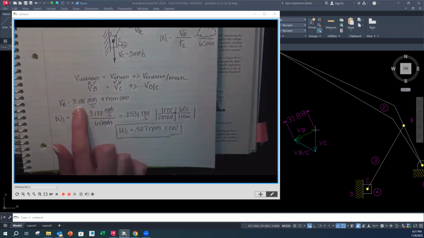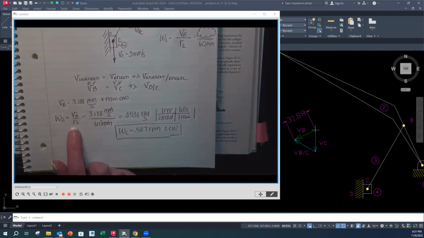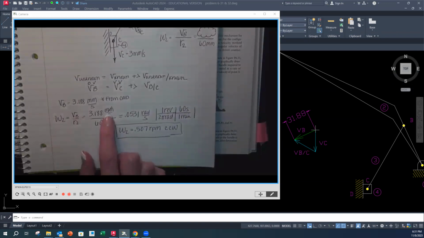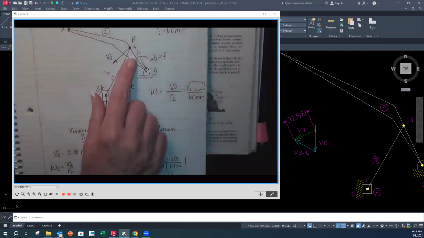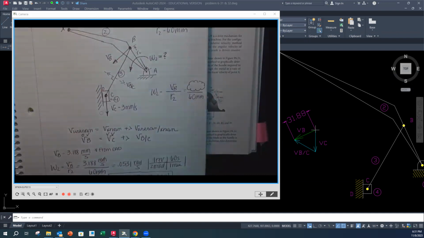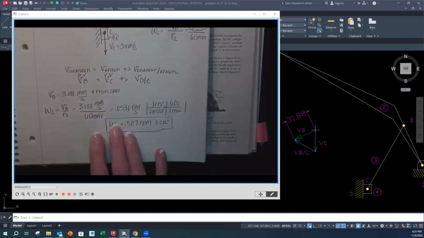And at that velocity, our W then is going to be that value for VB divided by its distance away from its center of rotation. So this R right here, which is 60 millimeters from our problem. Okay. So you should get 0.0531 radians per second.